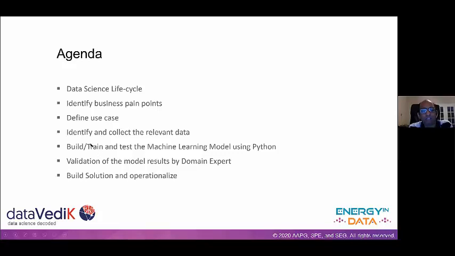In the next session, we will look at then how to build, train, and test the machine learning model using Python. How to validate that model, right? Both from a data science perspective as well as from a user's perspective, right? And then how to build a complete solution around it and operationalize it so that the end users can use it. So those last 3 steps, I would say we will cover in the next part of the session.